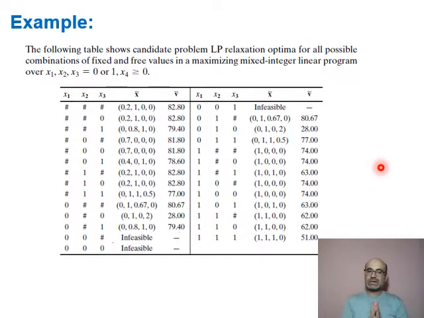As I said, this is just for illustration purposes, to show how to sketch the branch and bound algorithm. So we are going to use this table to solve this problem. This is the maximization problem, and we will solve that problem.